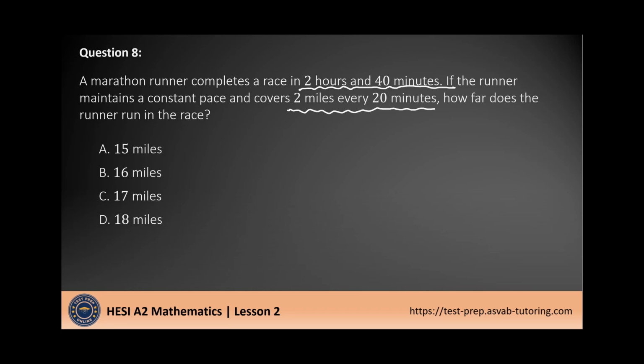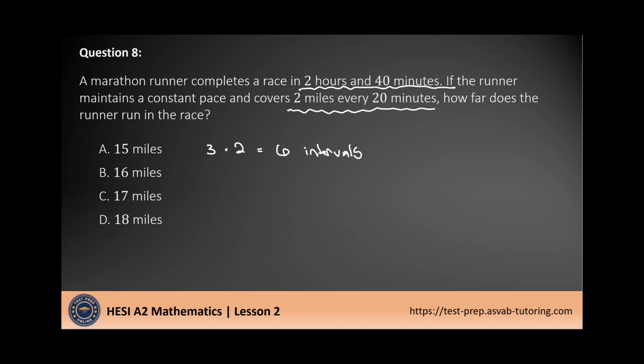So how many times does 20 minutes fit inside of 2 hours and 40 minutes? That's our question. How many 20-minute intervals fit inside of that 2 hours and 40 minutes? So 20 minutes fits inside an hour 3 times, right? Because 20 times 3 is 60. 60 minutes is an hour. We have 2 full hours, so that's going to be 3 20-minute intervals times 2 hours equals 6 intervals.